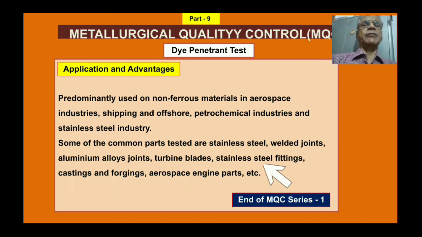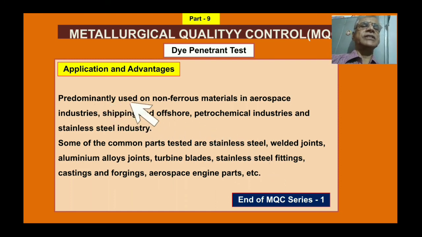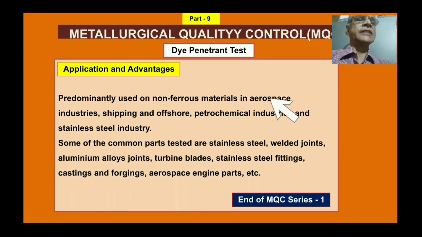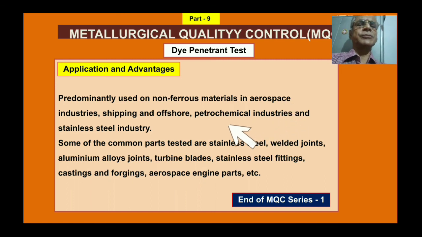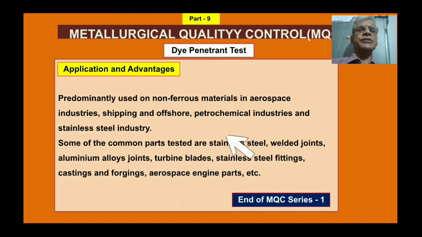Then application and advantage. It's predominantly used on non-ferrous material in aerospace industries, shipping and offshore, petrochemical industries, and stainless steel. These are basically the various types of industry where this test is being used. People are checking cracks through these tests. In aerospace particularly, there are automation systems also, because there is mass production, so automation is generally required. But in most cases, we are using only portable systems. That is why I have described only the portable system.